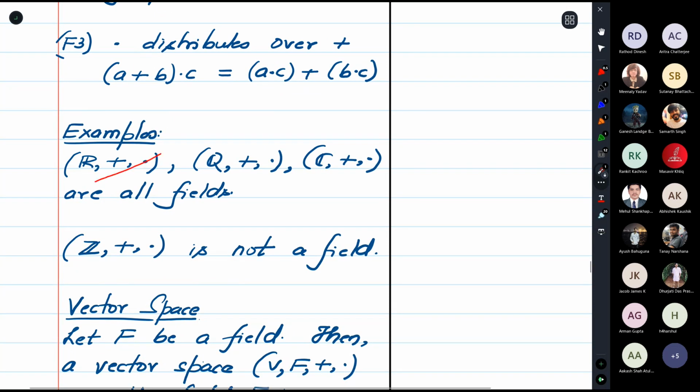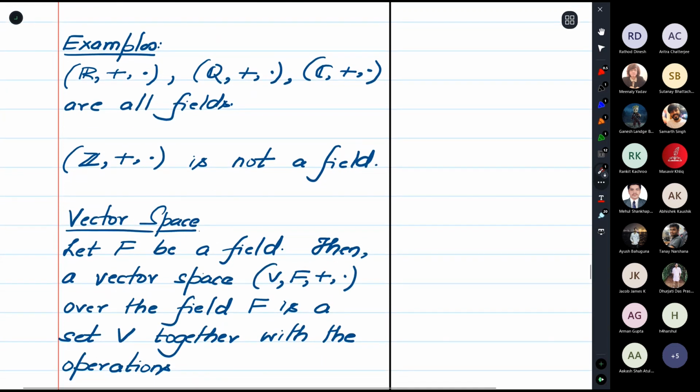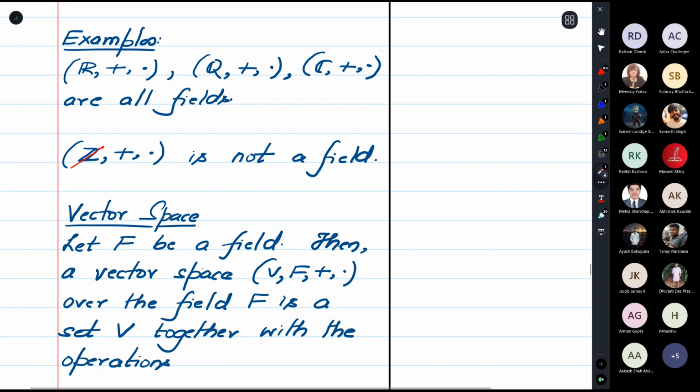So you can see that examples of fields include R plus dot, Q plus dot. So this is the set of rational numbers with the usual addition and multiplication, and the set of complex numbers with the usual addition and the standard multiplication operation in complex numbers, right? And so these are examples of fields, and here is an example which is not a field, right? This is the set of integers with plus and scalar multiplication, and one can see that this is not a field, okay, because Z, if you even remove the additive identity and look at the multiplication, this is not an abelian group.